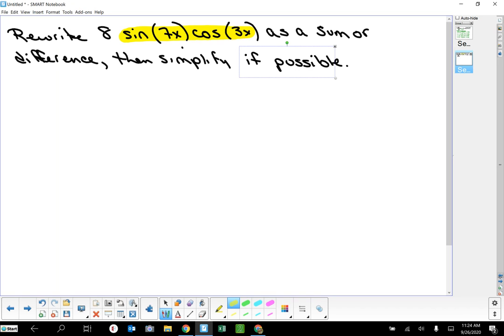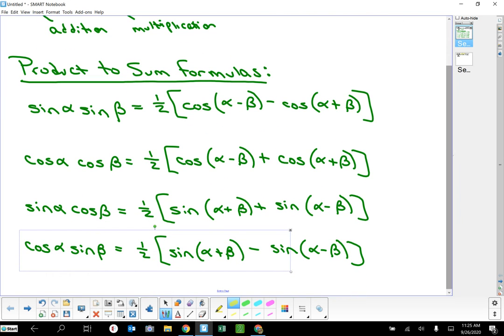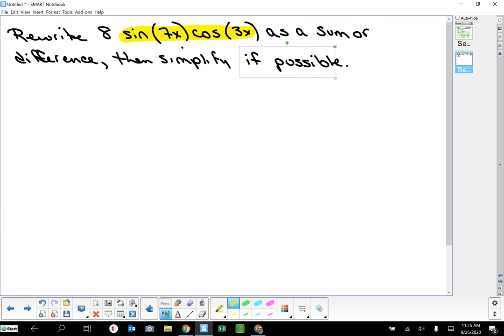Okay, so I'm going to go back to these formulas. And if you take a look at the left-hand side, we have sine cosine right here. And so we're going to utilize this formula to do what we need. Okay, so I'm going to rewrite that formula on the other page, and we'll show you how to expand this guy all out and utilize it.